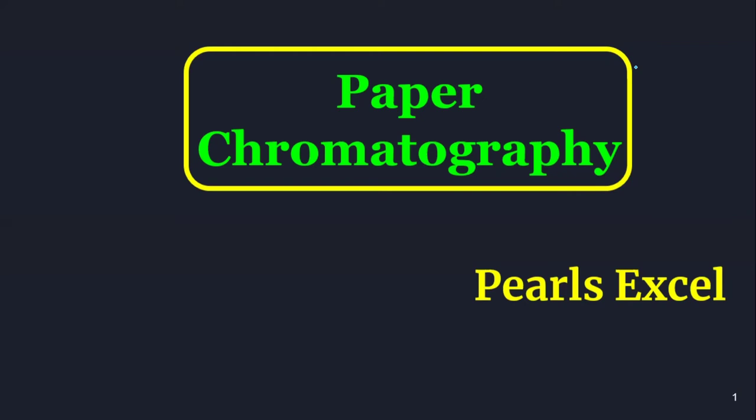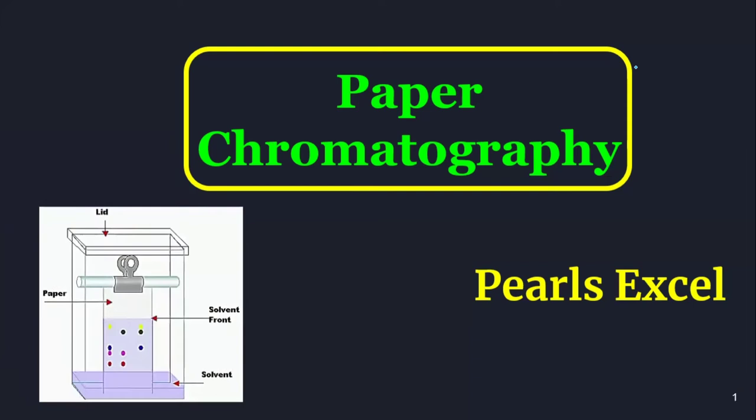Now further, this separation method is divided mainly into two parts. One is gas chromatography and the other is liquid chromatography, depending upon the nature of the mobile or the stationary phases. Paper chromatography, which we are going to discuss, is actually part of liquid chromatography. It is considered a planar chromatography technique. Now we'll begin with the session on what paper chromatography means.